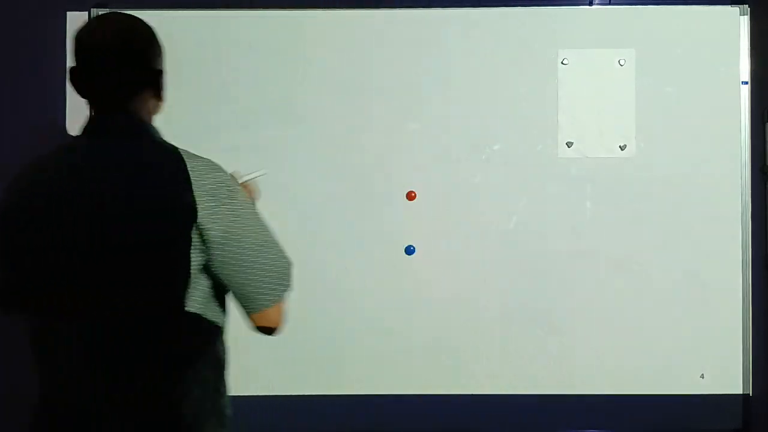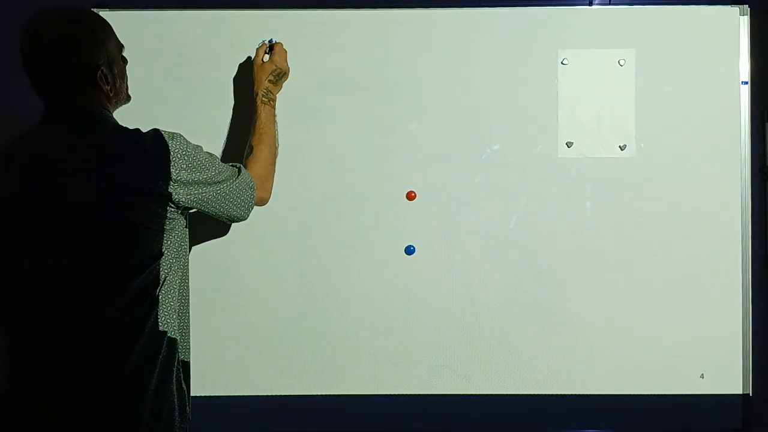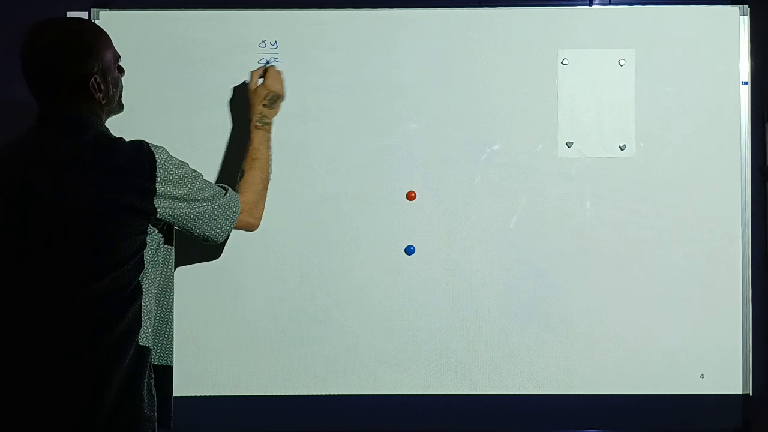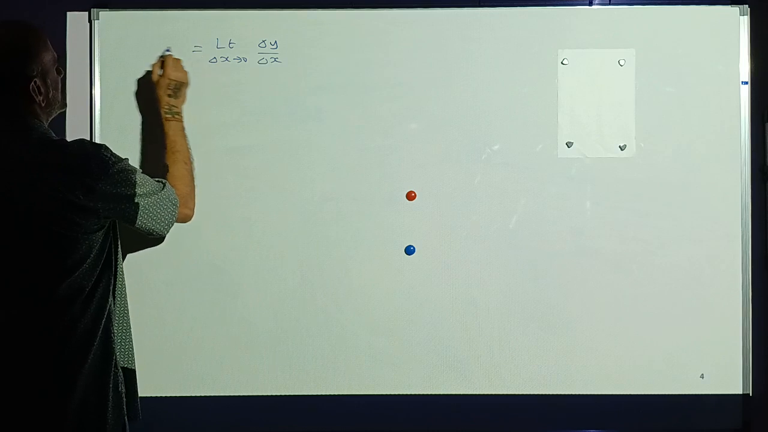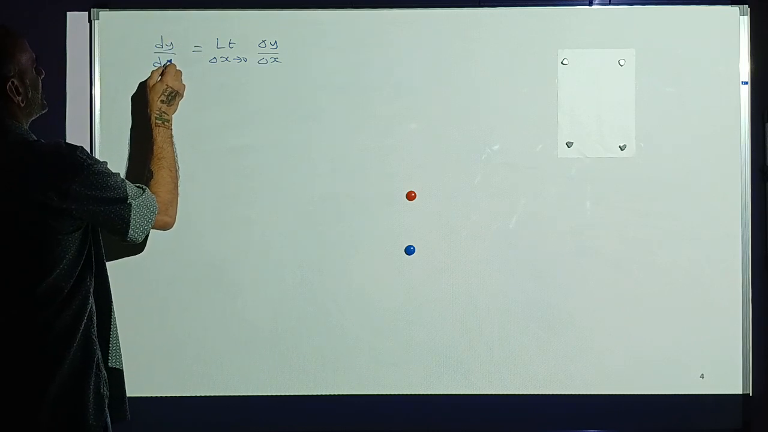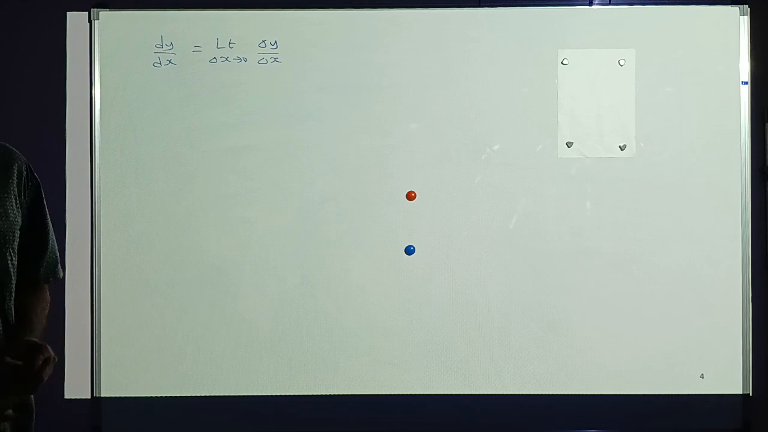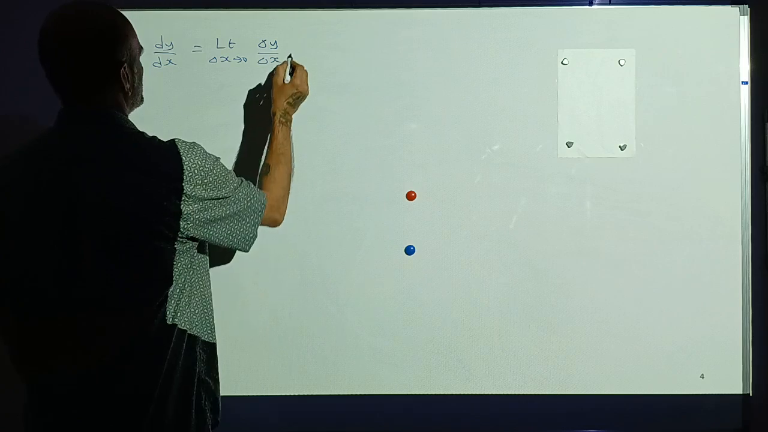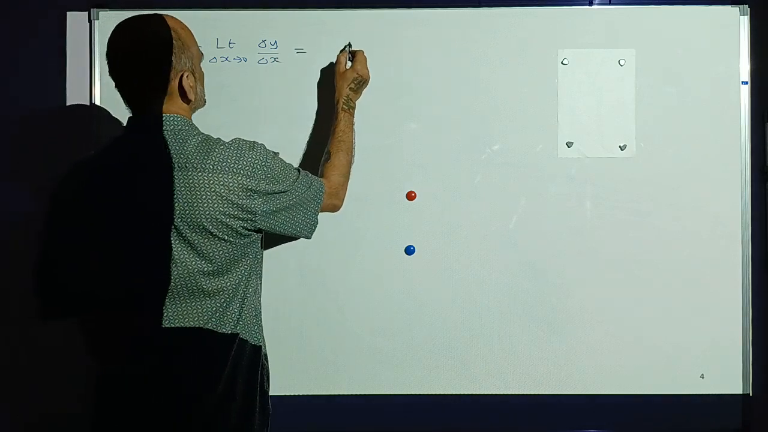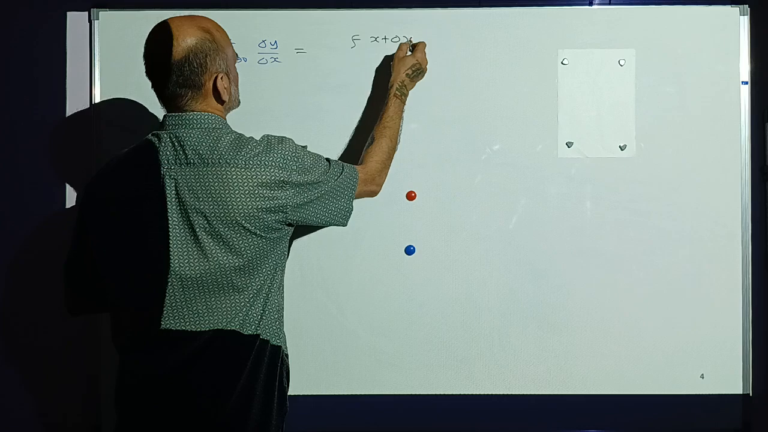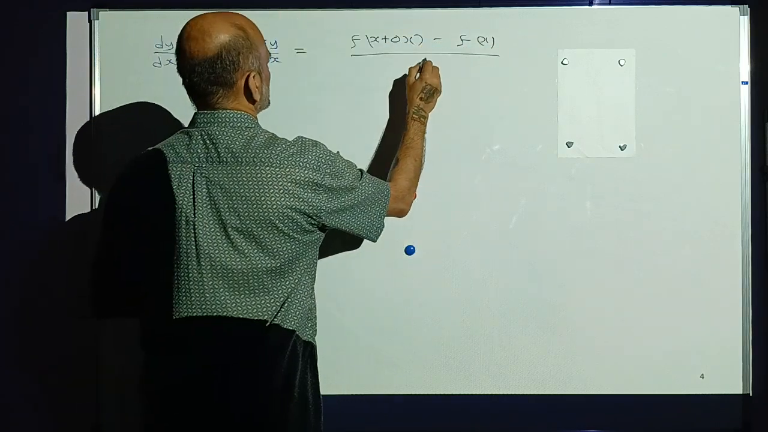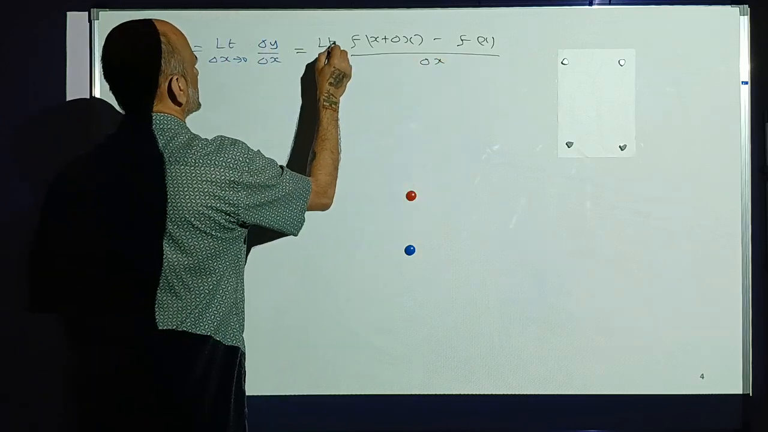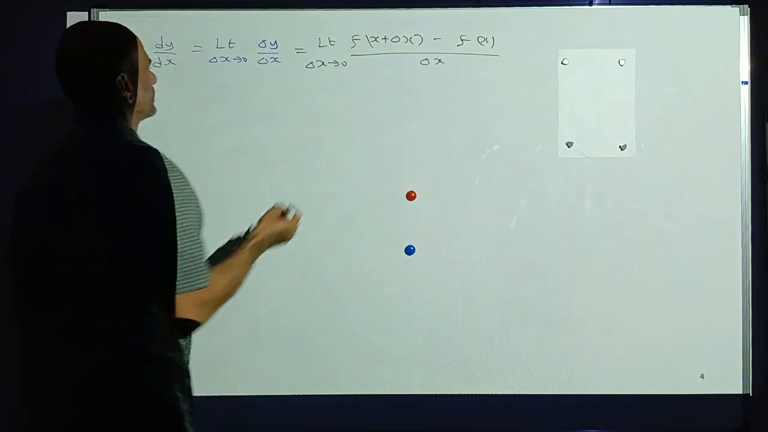The definition of derivative is delta y by delta x in the limit delta x tending to 0. This is called dy by dx. And delta y is the change in the function value when x changes from x to x plus delta x. So delta y is f of x plus delta x minus f of x, divided by delta x, in the limit delta x tending to 0.